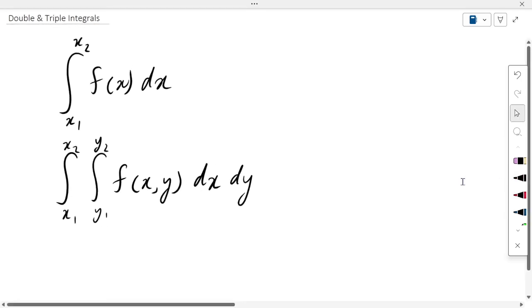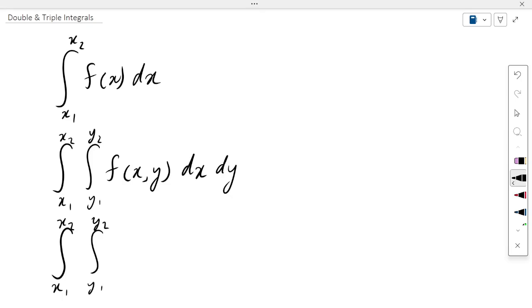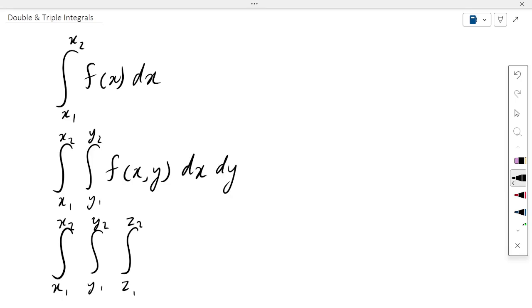Now let's look at the triple integration. The triple integrals, well, it's no surprise, it's going to be 3 integrals. It's going to be an integral with x1, x2, then the second integral is going to be y1 and y2, then the third integral is going to be z1 and z2, and this is when we're going to be introduced to the z-axis. This is our third variable, so it's going to be a function of x, y, and z, with respect to x, y, and z, respectively.